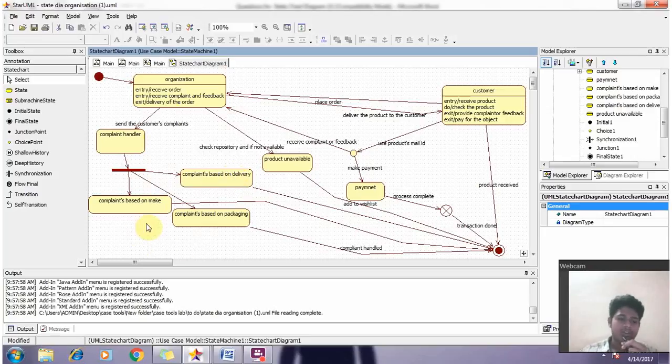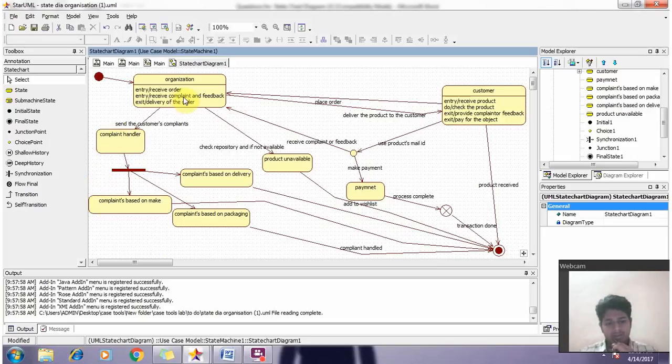complaint registration type. The complaint based on make can be solved and executed, and the complaint based on packaging should also be handled and then executed in this form. And for delivery also, after receiving the complaint, it will go to this final point. Then the customer will send a complaint according to what they have received. So this is the complaint handling process.